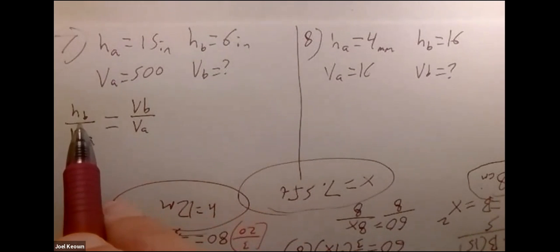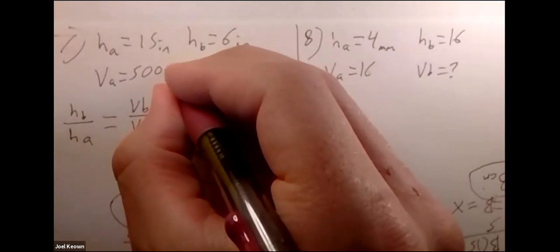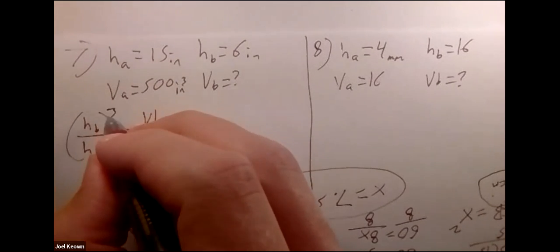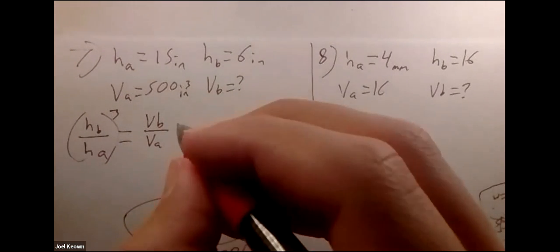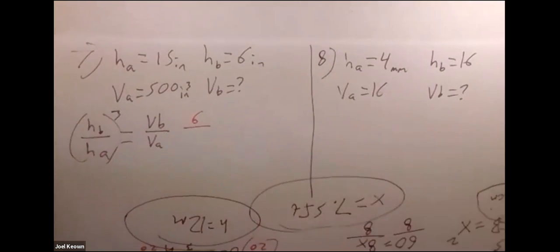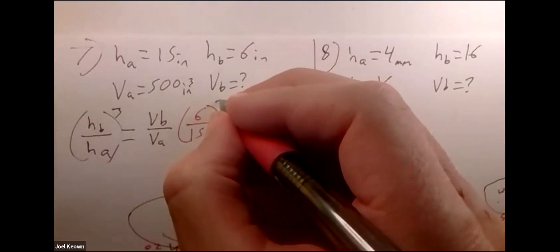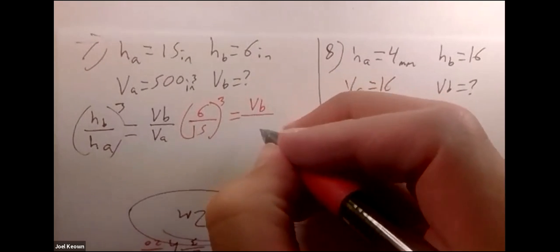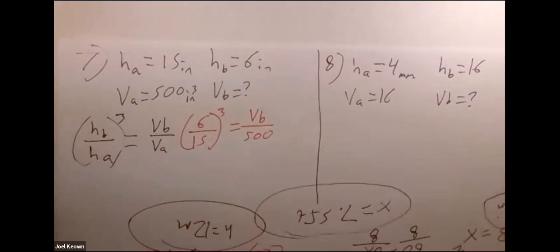So to go from one dimension to 3, these are inches. This one is in cubic inches. To go from this to this, what I have to do is cube that. Okay, so let's see what that looks like. What's my H of B? 6 over 15. We're going to cube that, and that's going to equal the volume of B, which is what I'm trying to find out, over the volume of A, which is 500.